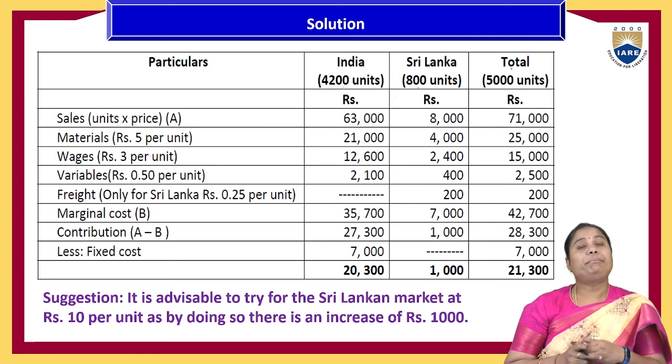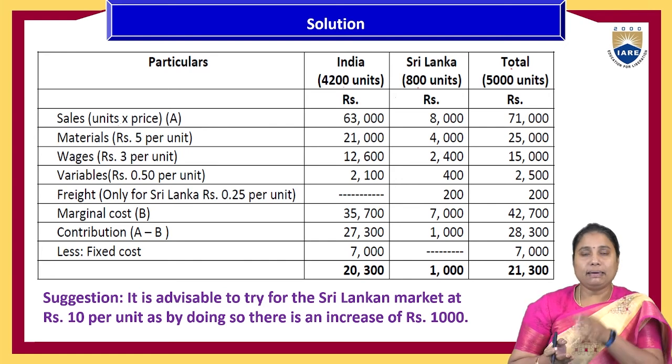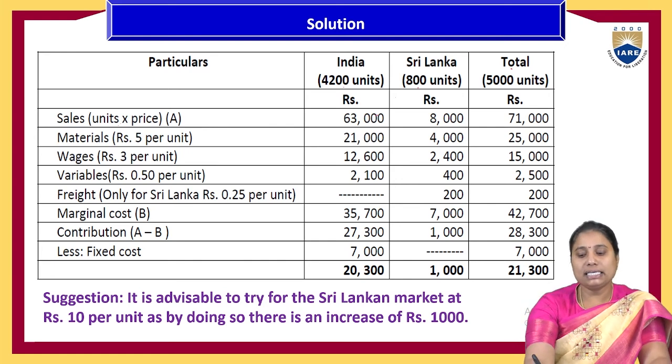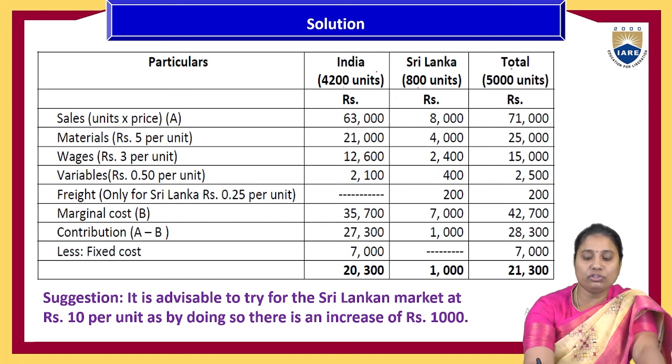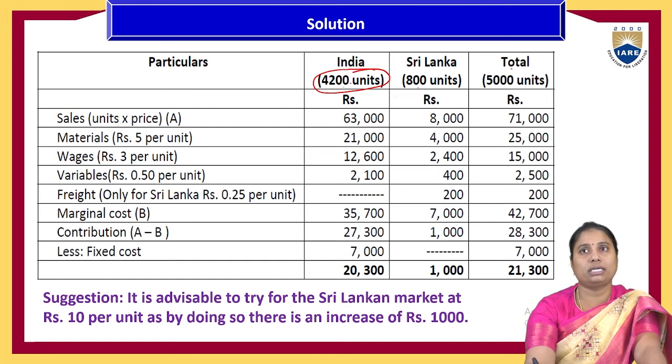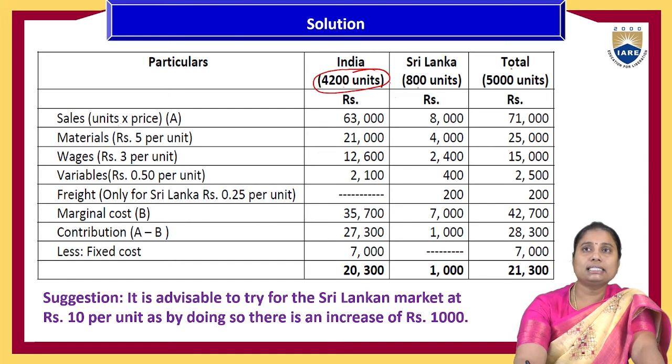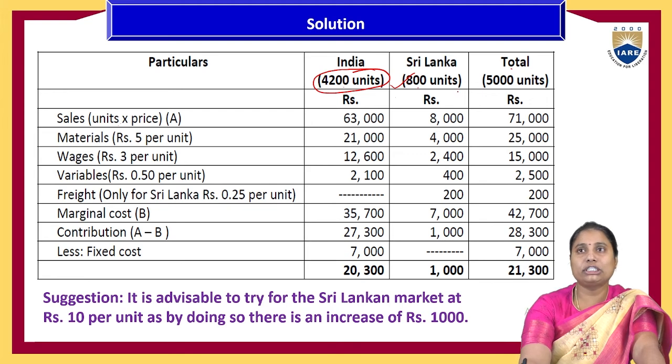If we see particulars of this given data, in India, the organization has a demand for 4,200 units, whereas in Sri Lanka they can sell 800 units. Total number of units they are selling is 5,000 units.